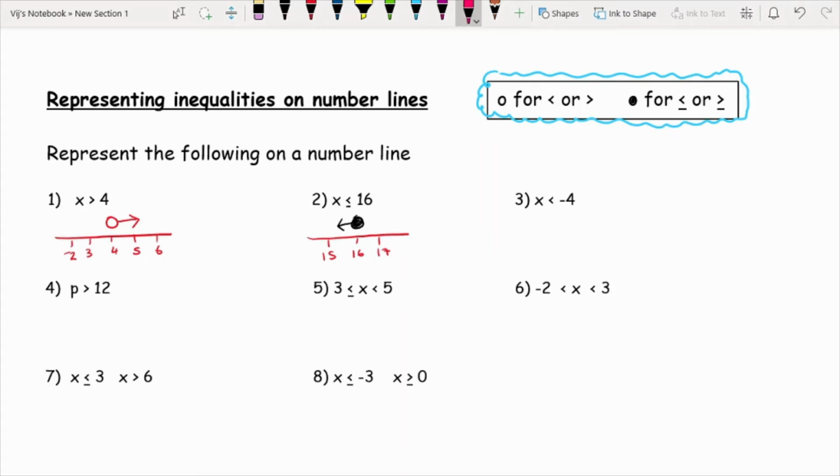So then moving on to question 3, again here we're looking at negative numbers, so I've got -4, so I'm going to have -3 on this side, -5 on that side, and so again I'm going to put a circle above -4.